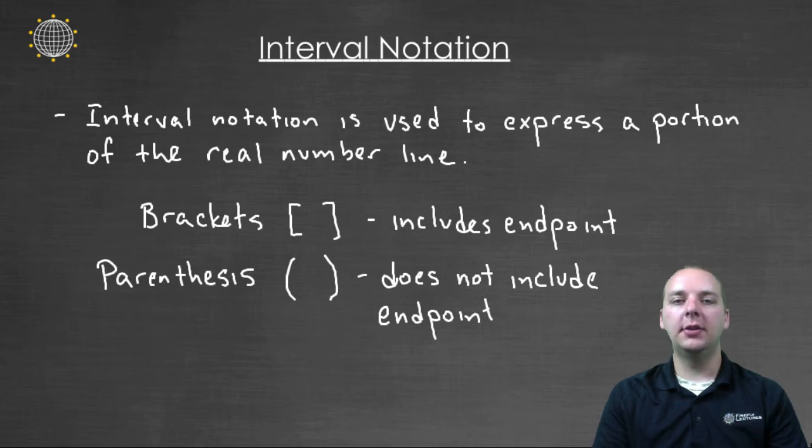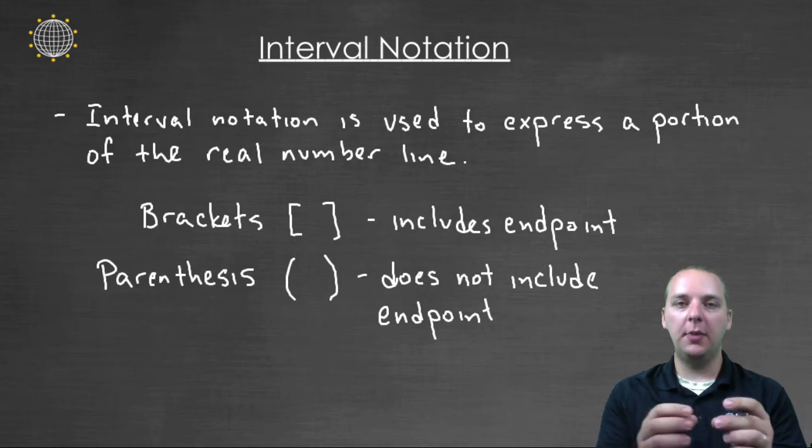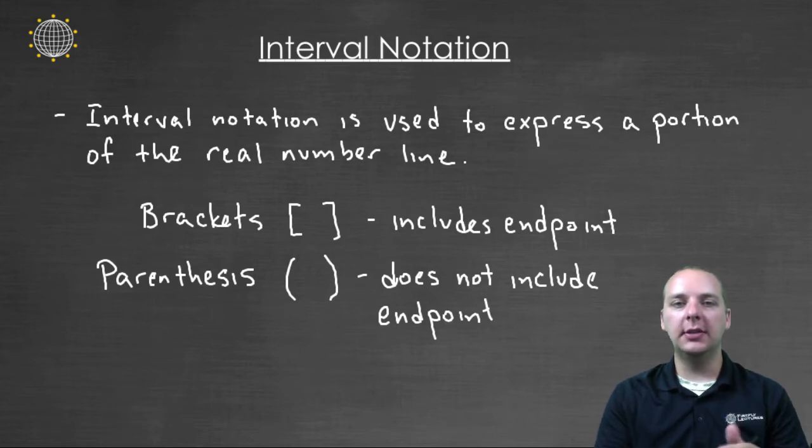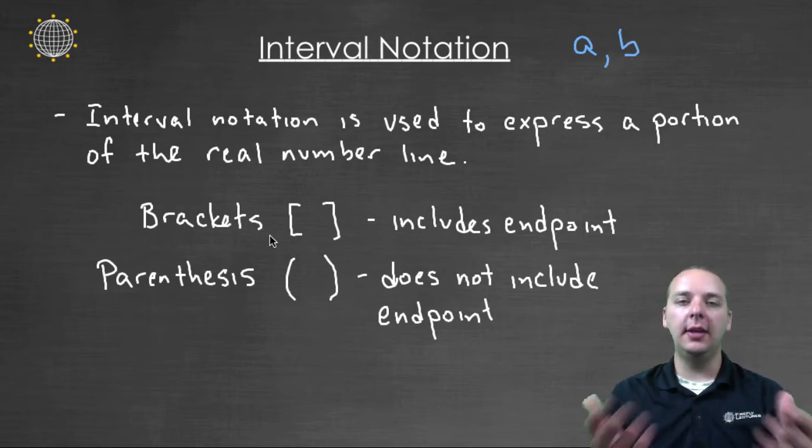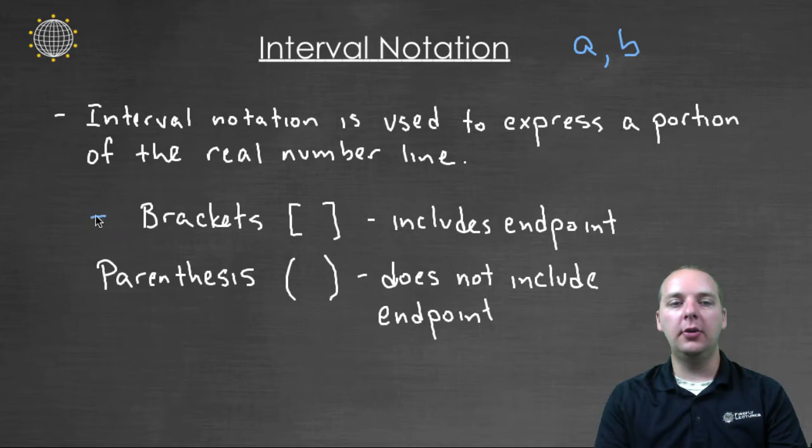Interval notation is a really nice tool that lets us express a portion of the real number line using a very shorthanded notation. The way it works is like this. If your interval starts at A and ends at B, then you'll write A comma B. And depending on whether you want to include the endpoints or not, you'll use either brackets or parentheses.